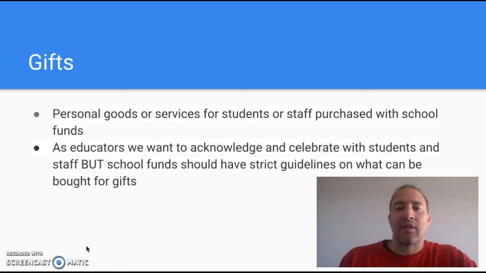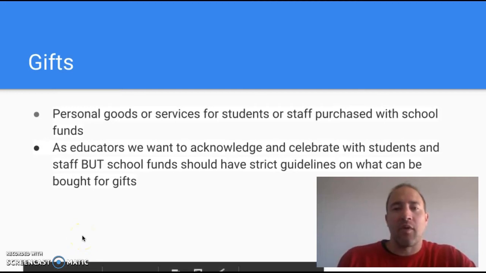As educators, we like to acknowledge and celebrate with students and staff, but it's very important to remember that school funds should have strict guidelines on what's bought for gifts. Over the next couple slides, we'll talk about some specific guidelines that will be helpful in making sure that you're using funds properly and the public doesn't feel as if public funds are being misused or used with poor judgment.